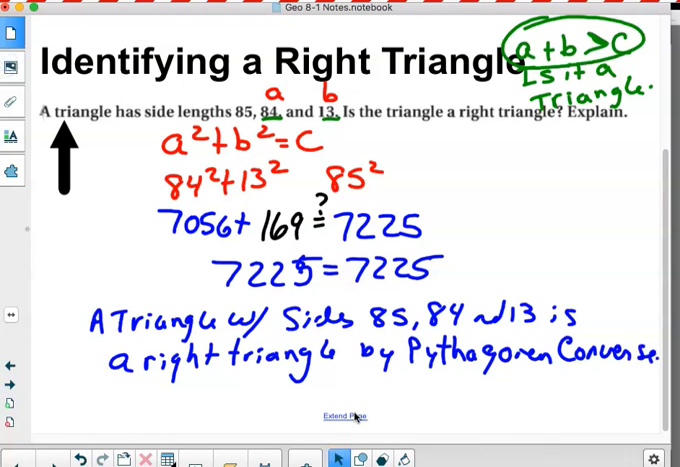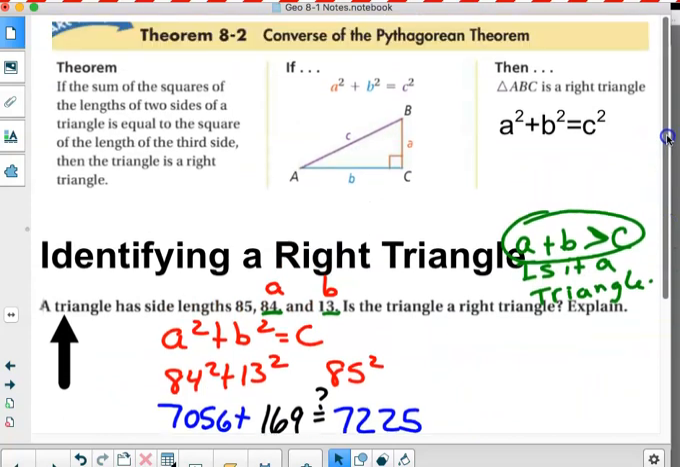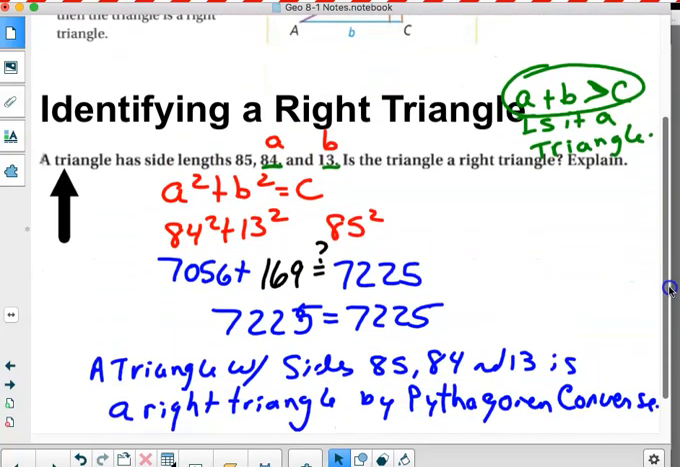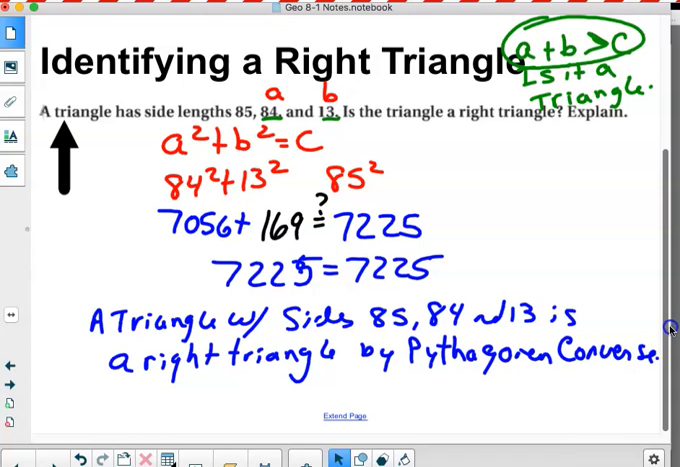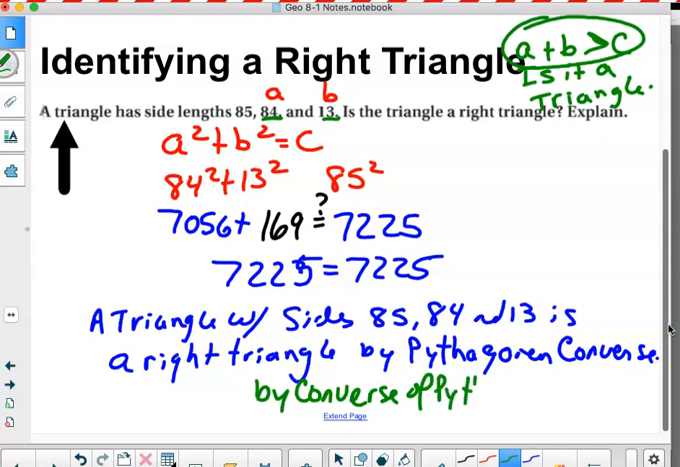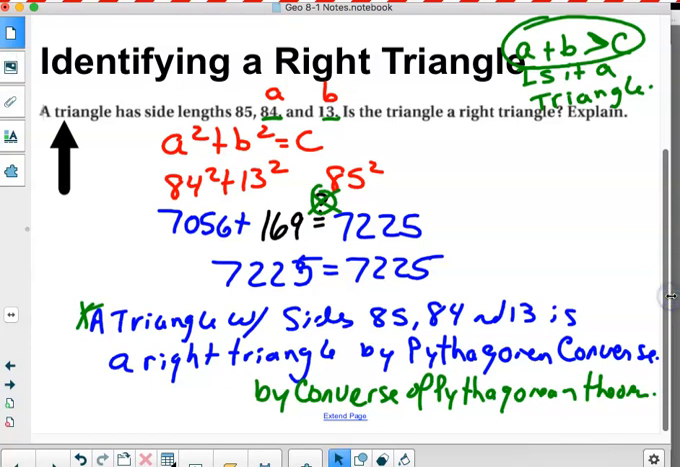The converse of the Pythagorean theorem. Keep that in mind. We just used the converse of the Pythagorean theorem. So by Pythagorean converse, or converse of the Pythagorean theorem, maybe we should do it that way. Remember, write those out. I have a solution, and I'm explaining my solution, and I'm supporting it, so it's no longer a question mark. It actually is equal. If it isn't equal, then it can't be a right triangle by Pythagorean theorem converse.